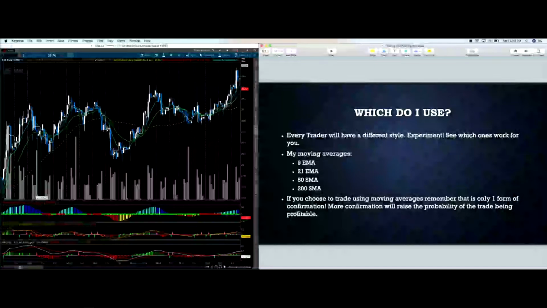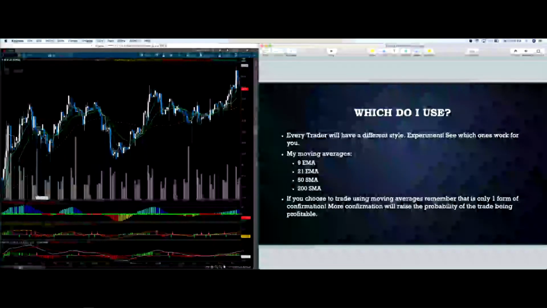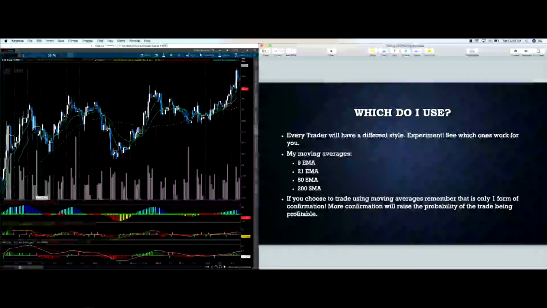So if you choose to use moving averages, remember that is only one form of confirmation. The more confirmation, the higher probability that your trade will be profitable. Like I said before, you do not want to have your moving averages as your sole base of getting into a trade, getting out of a trade. You want to have a lot of forms of confirmation to back up your decision on your play. The more confirmation that you have, the more probable your trade will be profitable.